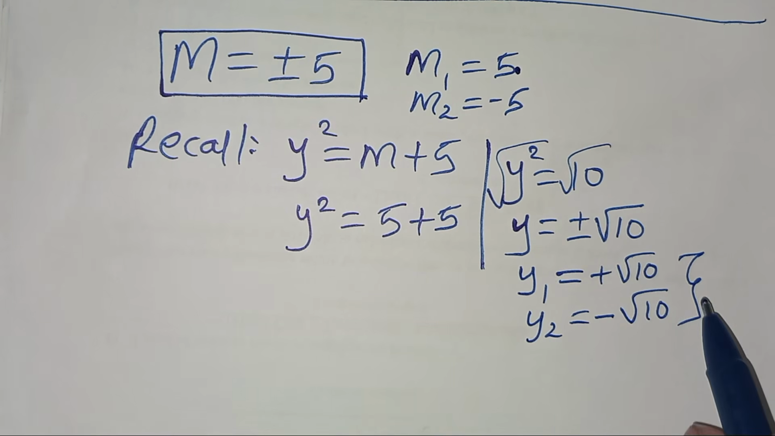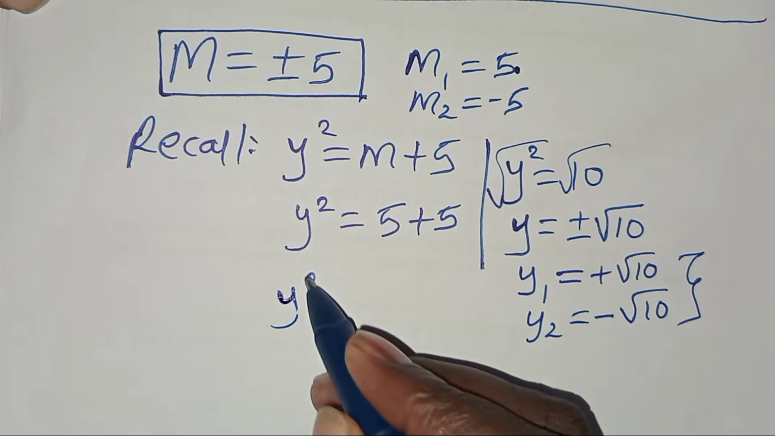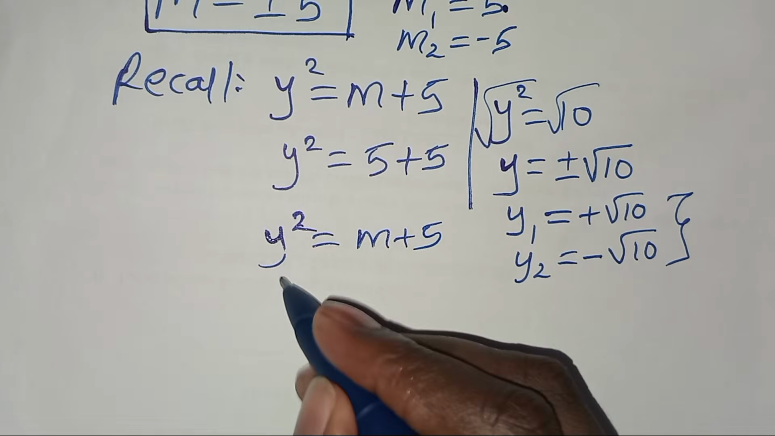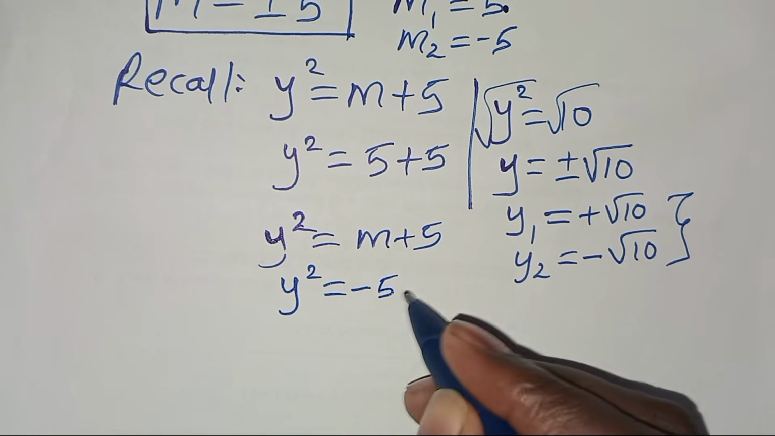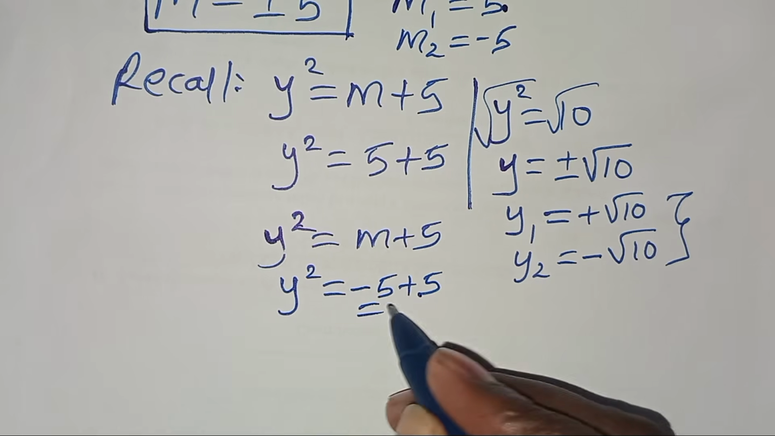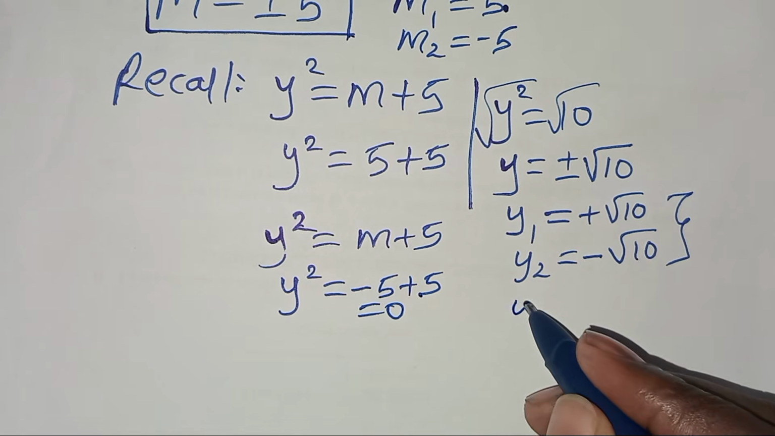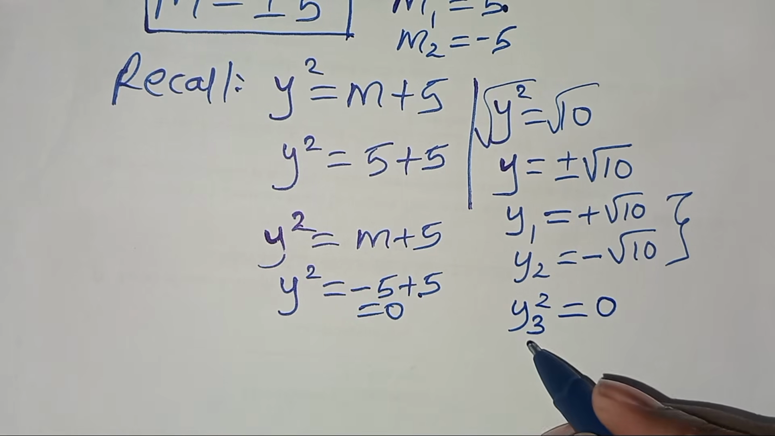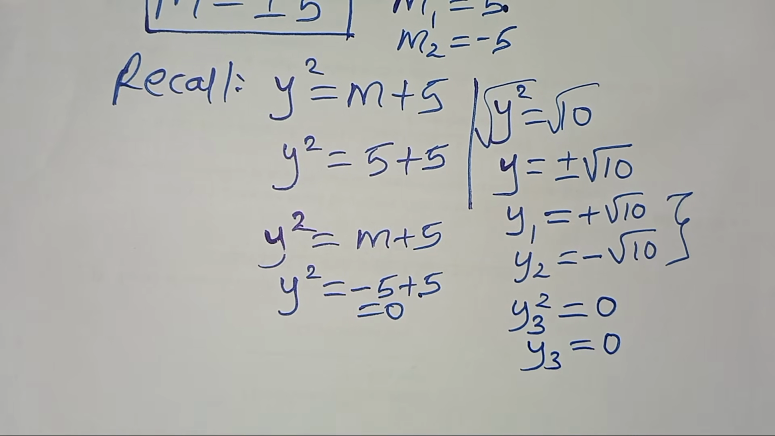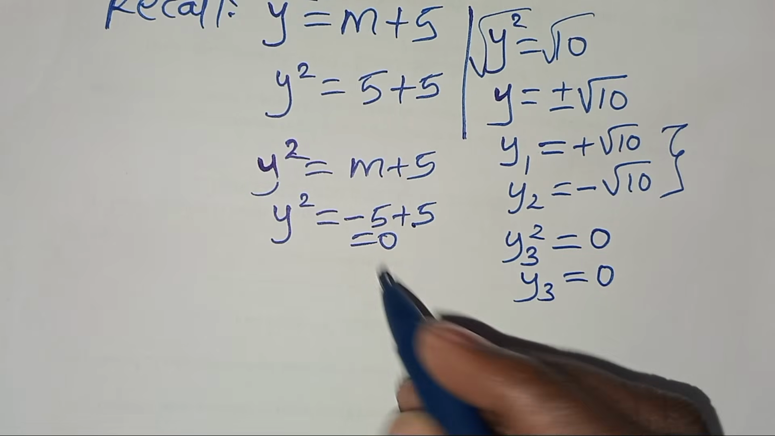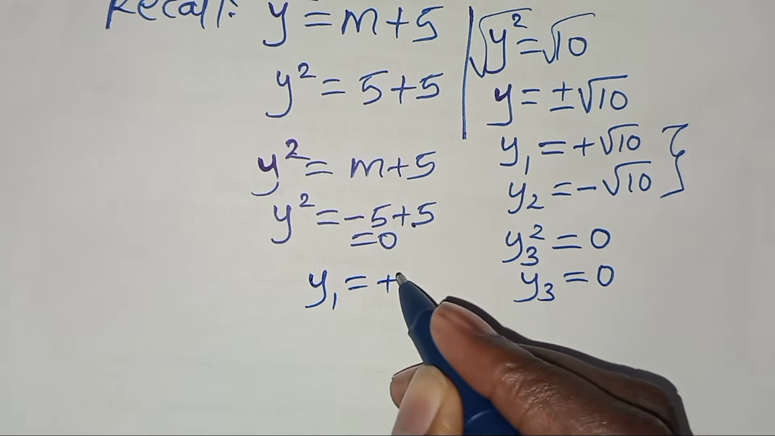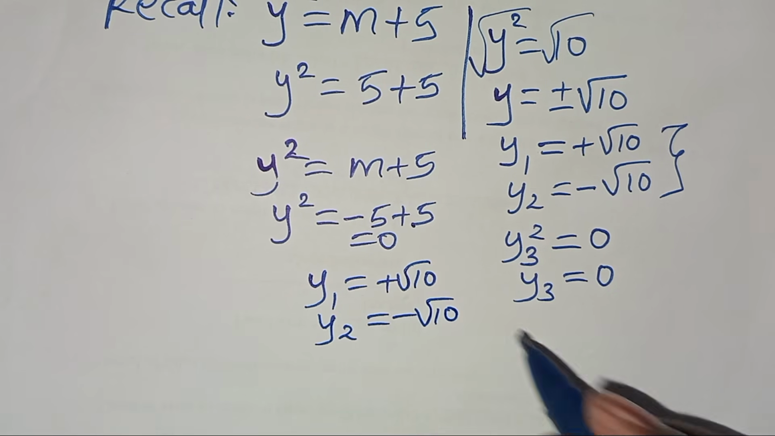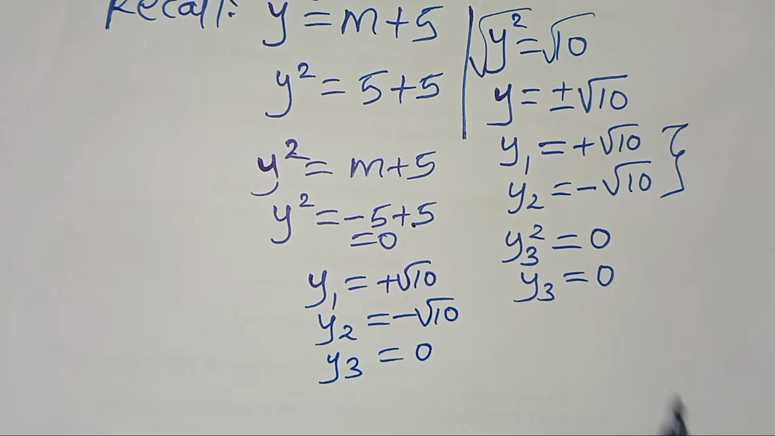Let's get the other value of y. We have that y squared, this is m plus 5. Now if you check here, y squared, this is negative 5 plus 5, which is equal to 0. So that means that y3 squared is equal to 0. Okay, and now the square root of 0 is the same thing as 0. So here we have three values of y. y1 is equal to positive square root of 10. y2 is equal to negative square root of 10. And y3 is equal to 0.